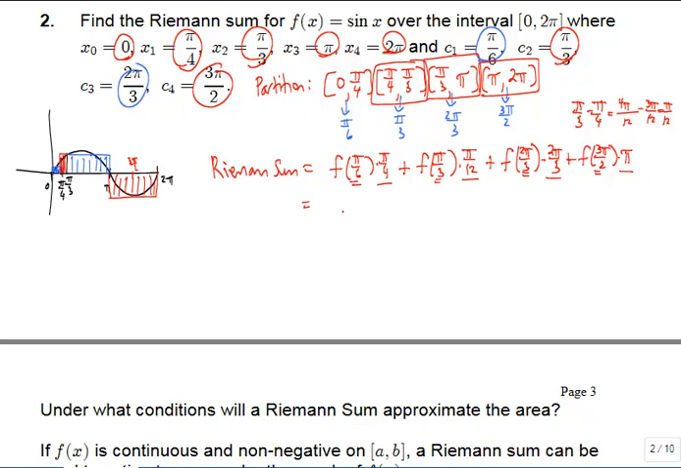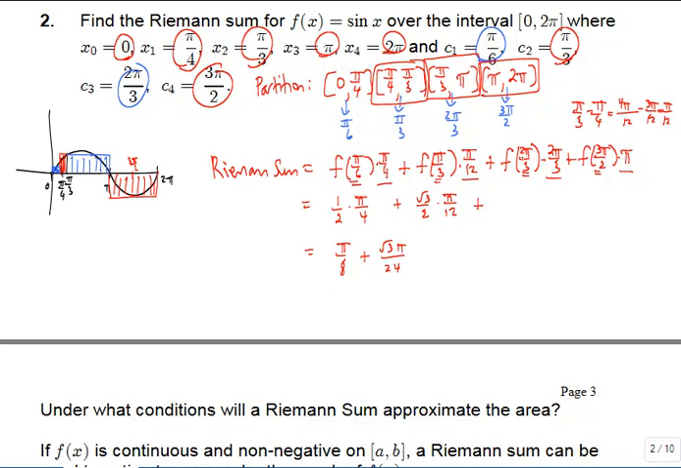So to actually compute this, now we're going to use our function. We need to figure out what is f of pi over 6. Well, sine of pi over 6 is a half. So this is going to be a half times pi over 4. So that's going to give me pi over 8. Then what's f of pi over 3? Sine of pi over 3 is root 3 over 2, and we need to multiply that by pi over 12. So this is going to be root 3 pi over 24.